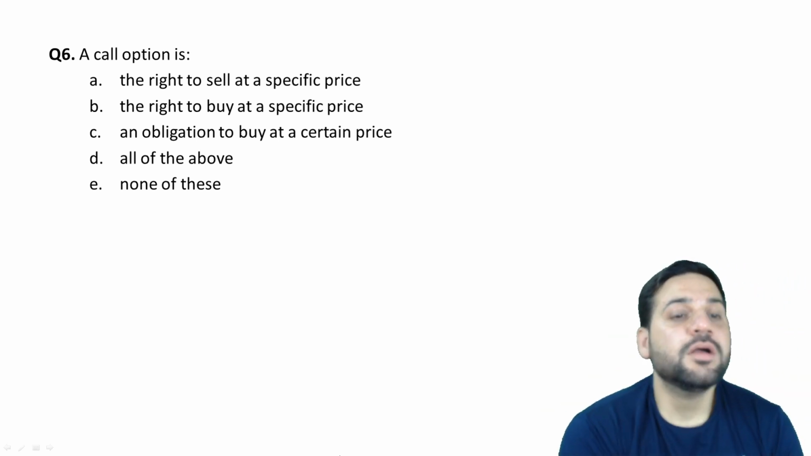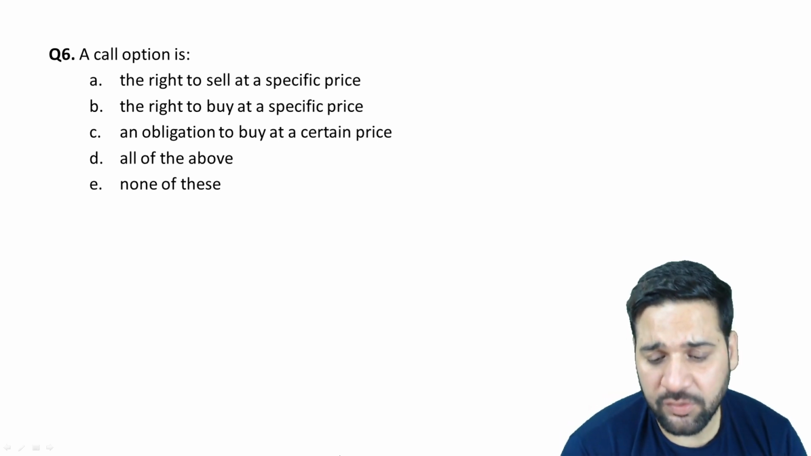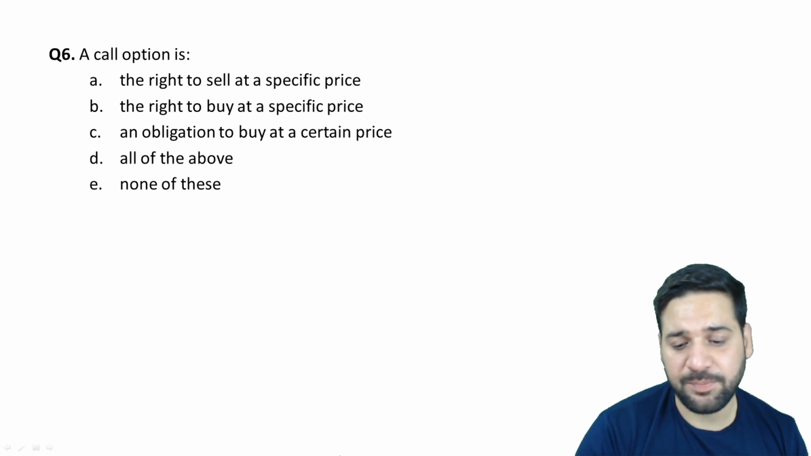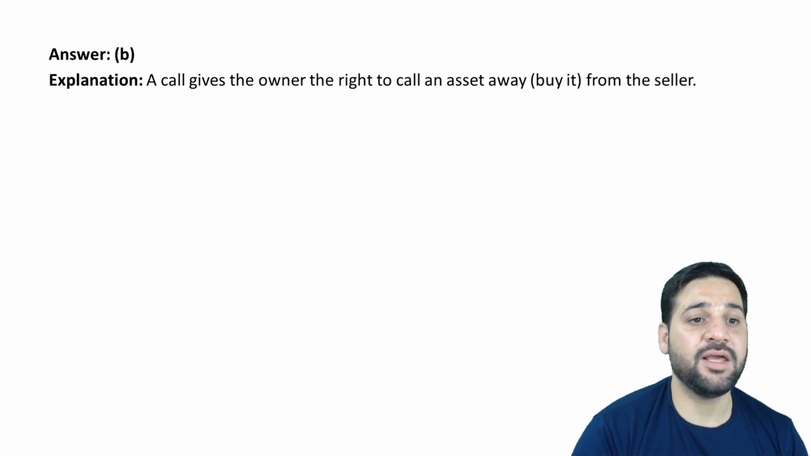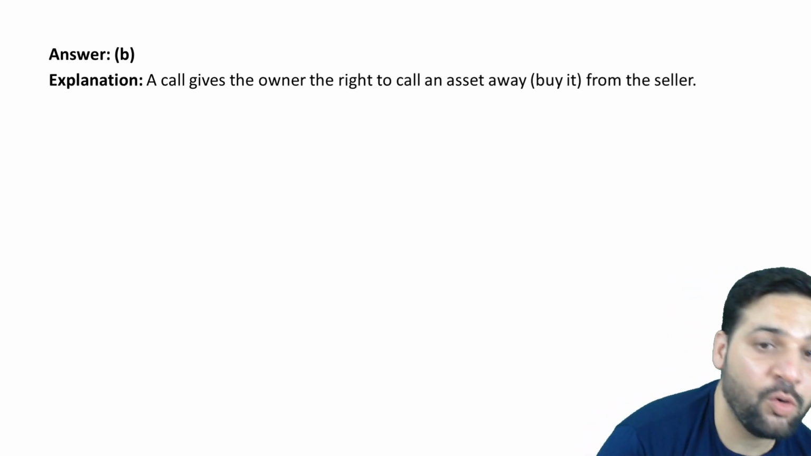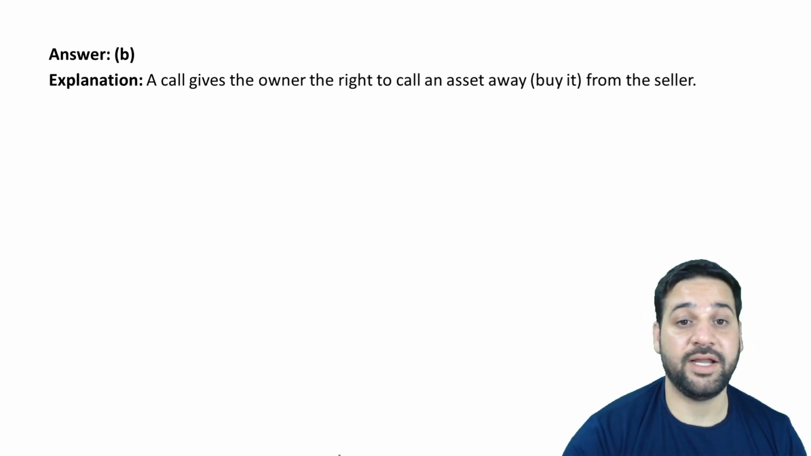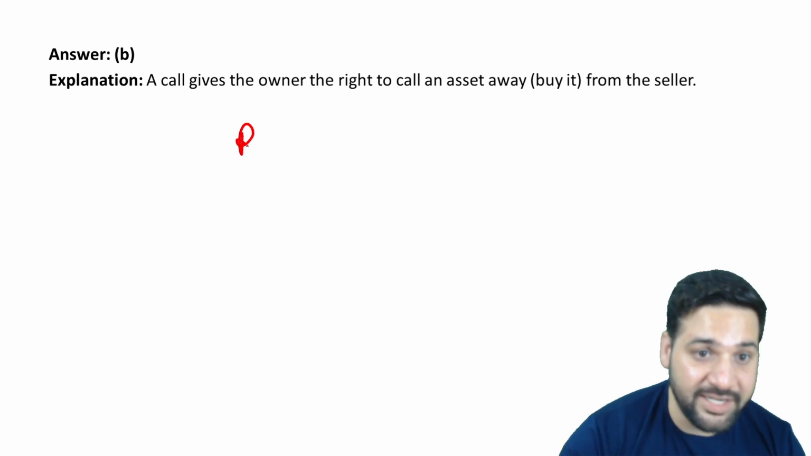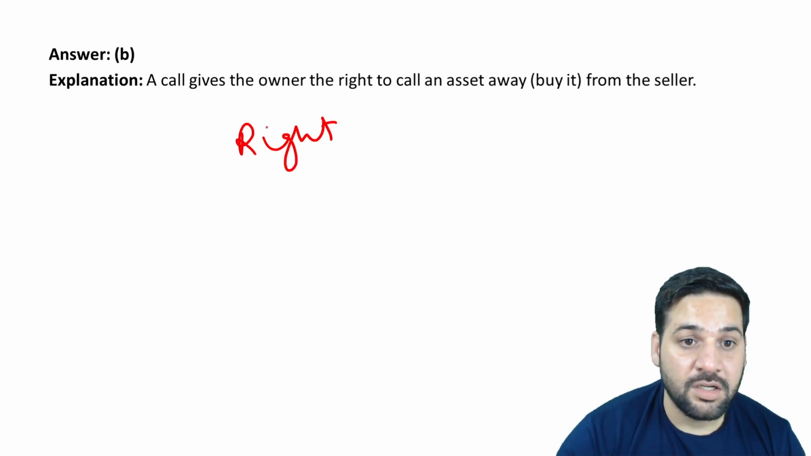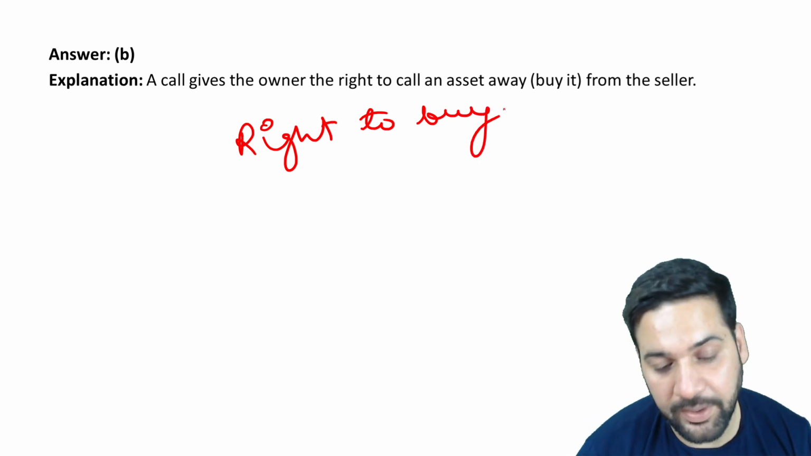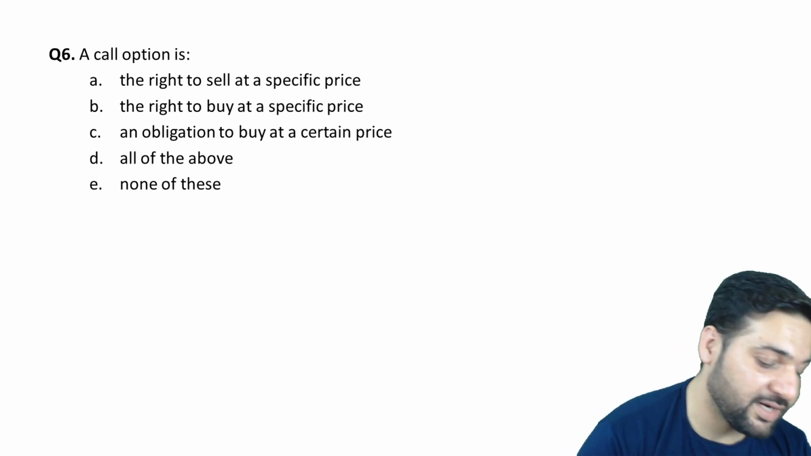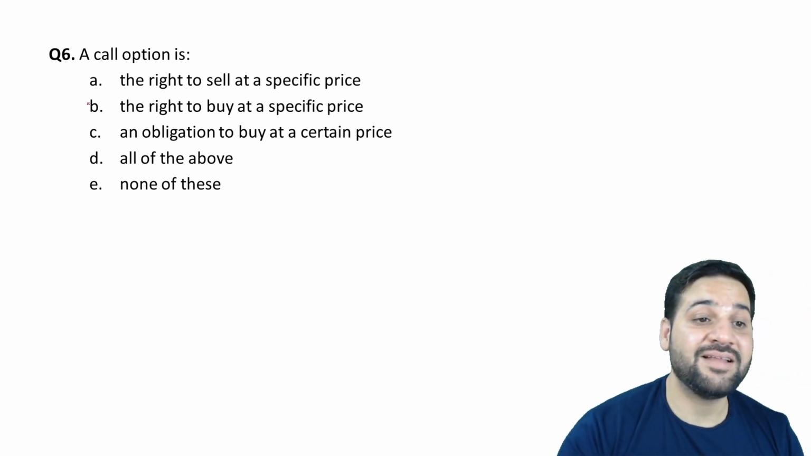So a call option is what? Somebody, Kimti Singh, said B, right to buy at a specific price. A call option gives the owner the right to buy, the right to call an asset. It is a right to buy at a specific price. Okay, a call option is a right to buy. A put option is a right to sell.